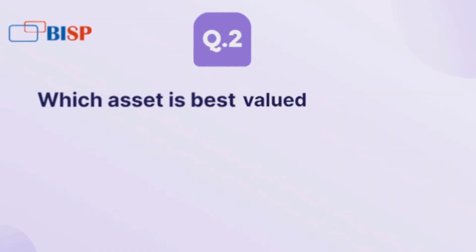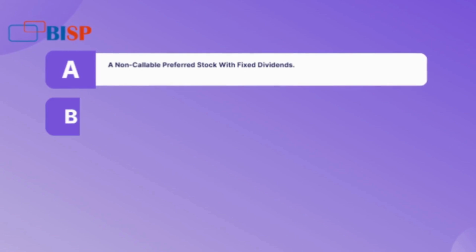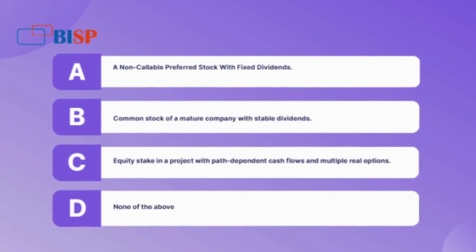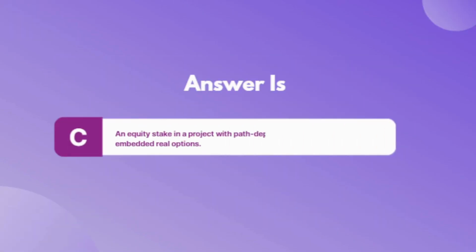Which asset is best valued using Monte Carlo simulation? A. A non-callable preferred stock with fixed dividends. B. Common stock of a mature company with stable dividends. C. Equity stake in a project with path-dependent cash flows and multiple real options. D. None of the above. Answer is C. An equity stake in a project with path-dependent cash flows and multiple embedded real options.